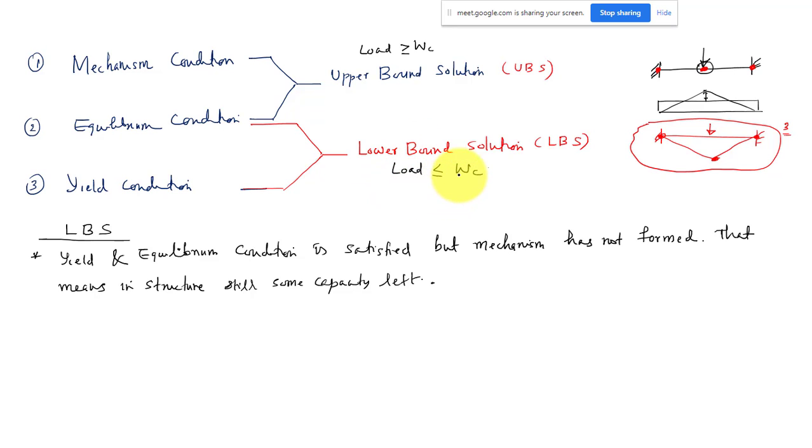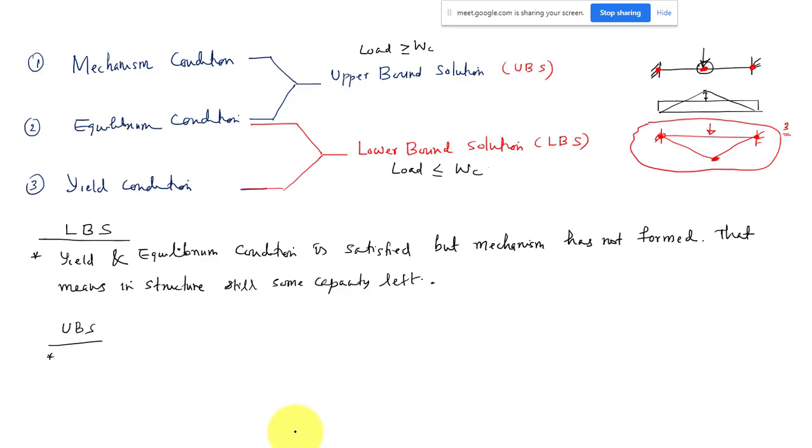That load will be less than your actual collapse load. Okay, so we are getting a solution in your lower bound solution. That solution is actually lower than it should be. Lower than it should be. Okay, that is because of this. And similarly, in upper bound solution, just opposite.